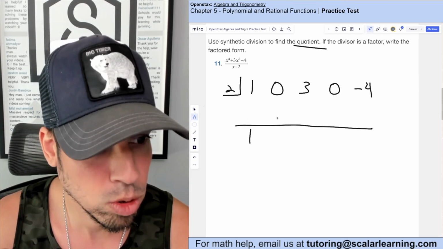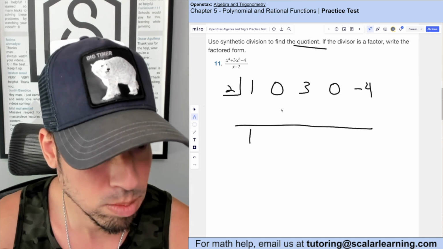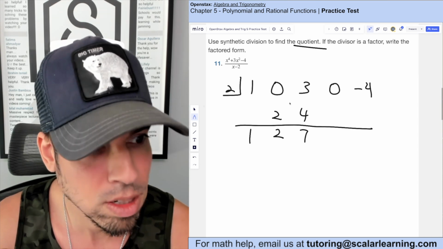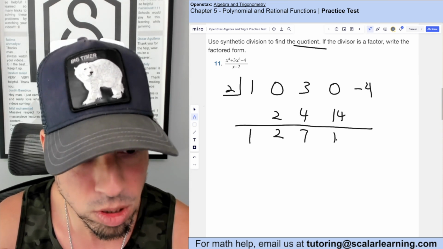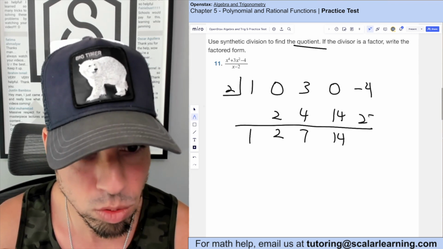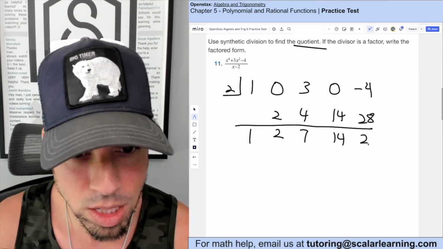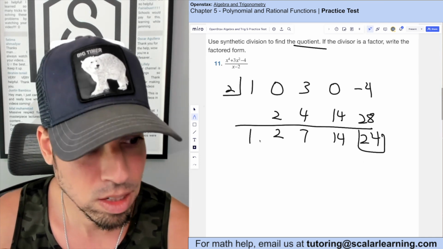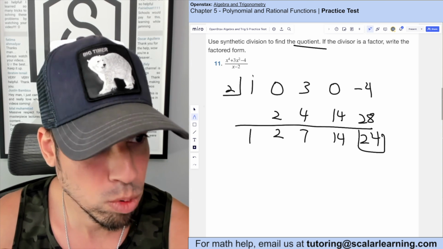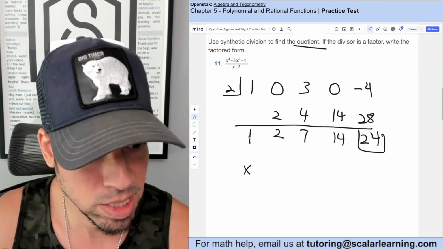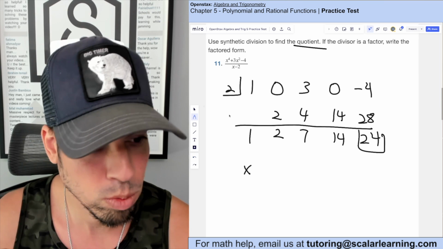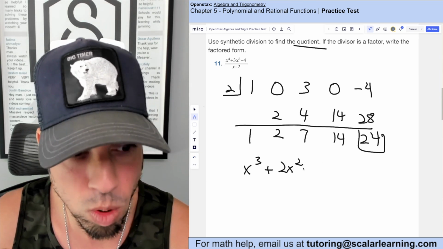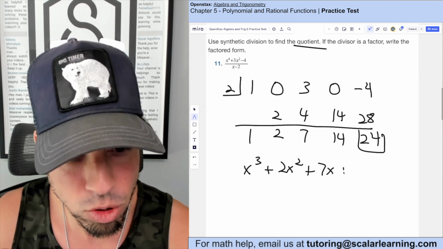So we get a 1 multiplied by 2, right? We just drop the 1, 1 times 2 is 2, 0 plus 2 is 2, times 2 is 4, 3 plus 4 is 7, 7 times 2 is 14, 0 plus 14 is 14, and then 14 times 2 is 28. We add those together and we get a remainder of 24. So the quotient, however, is going to be this part, 1, 2, 7, 14, starting with x to the third, because we're dropping by 1 degree from where we started. So 1x cubed plus 2x squared, we kind of waterfall down, then plus 7x to the first plus 14.